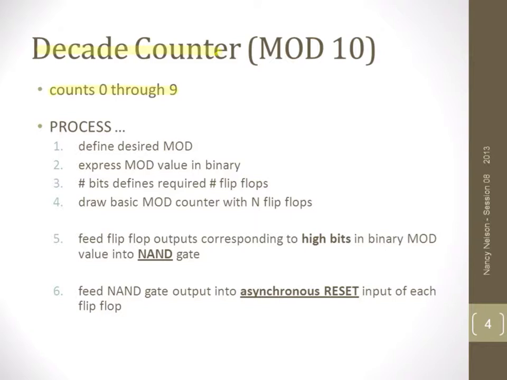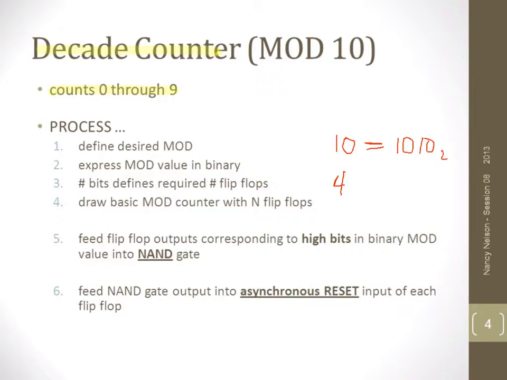In order to design that, we have to work through a specific process. The first thing we need to do is figure out which bits are high in this binary value that we need to tap into in order to reset our flip-flops. When we get to a count of 10, we want to reset our flip-flops so they go back to 0, start counting at 0 up through 9, and when we get to 10, reset again and restart that count. So we're never going to let it get to the counts 11, 12, 13, 14, and 15.